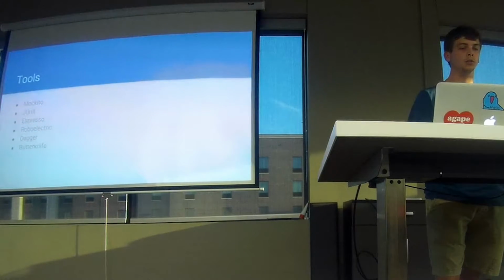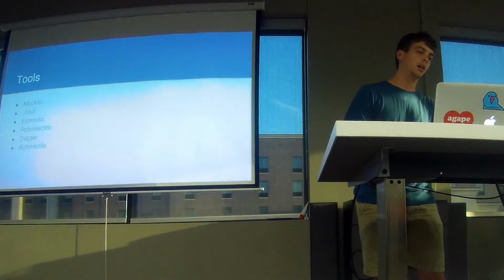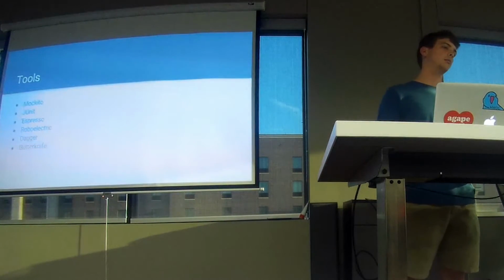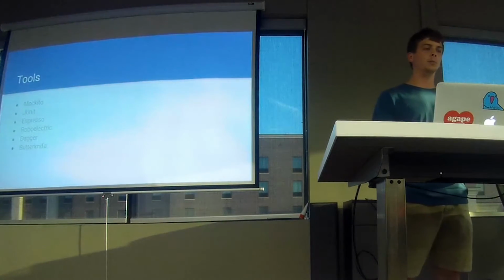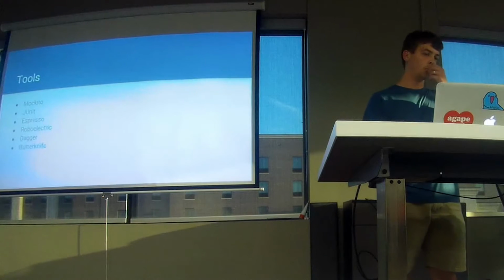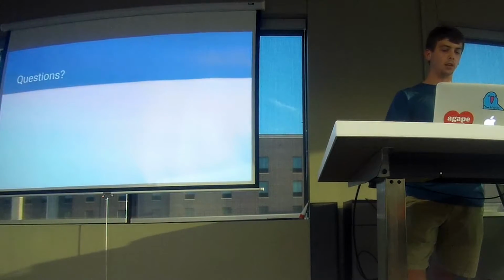And then tools I use: Mockito, JUnit, Espresso is the automated UI testing, Robolectric allows you to essentially do UI unit tests, Dagger for dependency injection, and ButterKnife for finding views. And yeah, that's all I have.